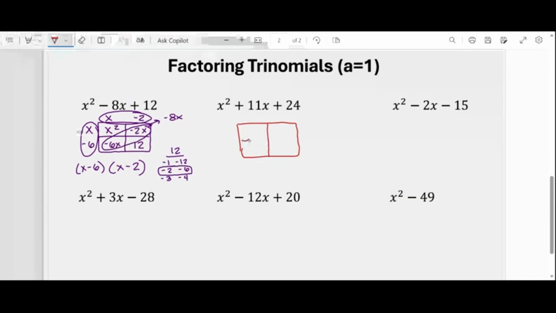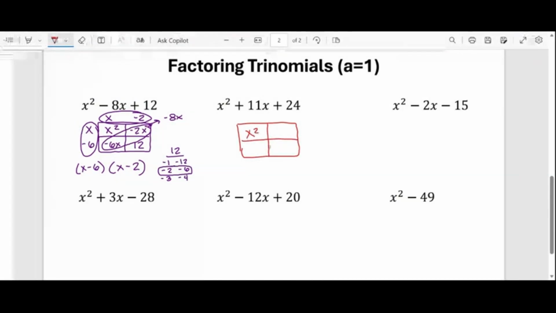We will have x squared on top, 24 on the bottom, and the 11x off to the side. To get x squared, we obviously did x times x, and then we need to figure out how we get 24. So I'm going to start writing down all my factors of 24.